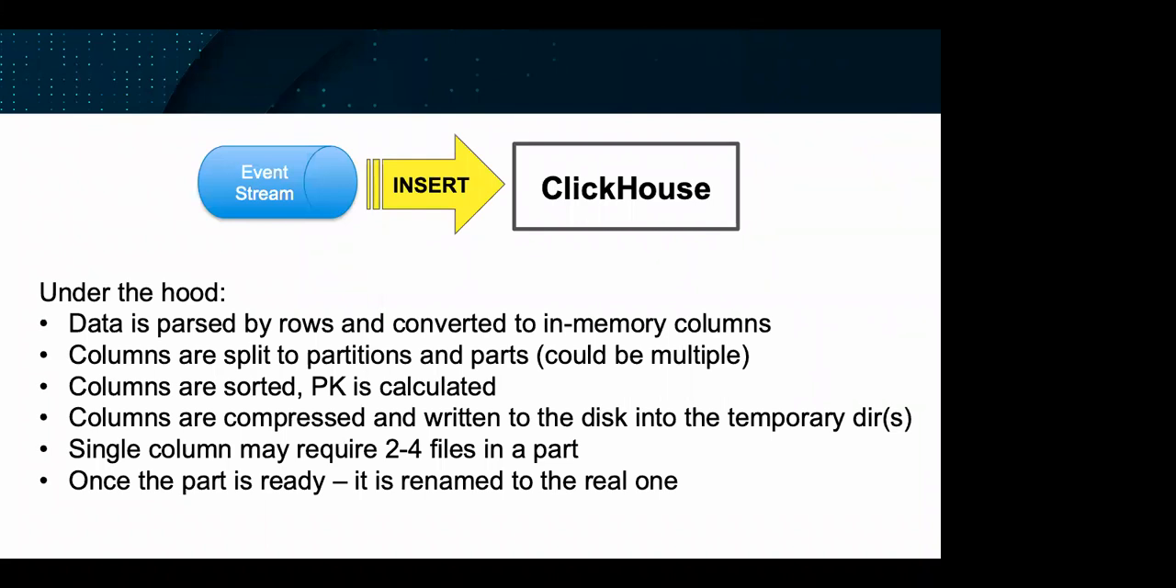ClickHouse does several steps when processing the data. When you insert it through the HTTP interface, for example, or from files, it is coming by rows. This is a natural format from data sources. So ClickHouse parses those rows and converts the data to internal structures, which are columns. Internally, ClickHouse, being a columnar database, stores everything in columns. Then it splits columns into partitions and parts based on the table definition. So potentially a single insert can be split into multiple partitions and parts.